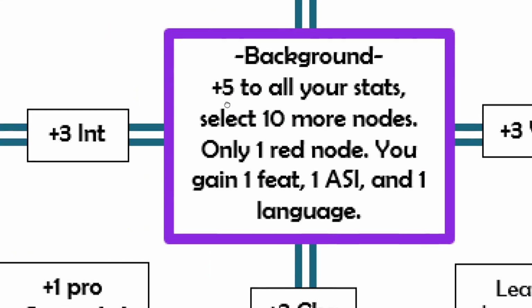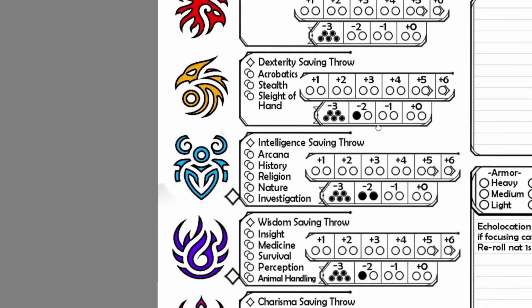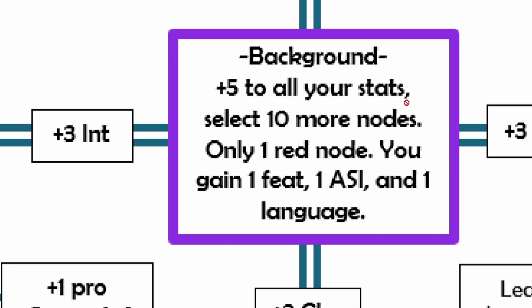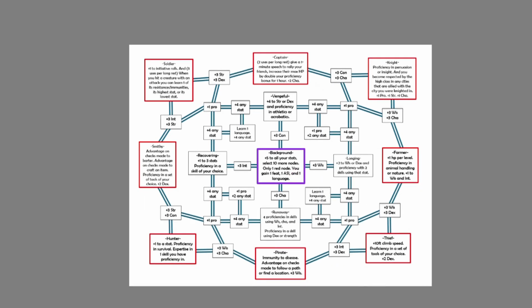This gives you a +5 to all your stats, which is why each one of the stats on the character sheet have 5 pre-filled in nodes, because every character will always start with at least 5 filled in. Then you get to pick 10 more nodes from here, but only one of them can be red. And basically how you go about doing this is you look at any node that you currently have access to.